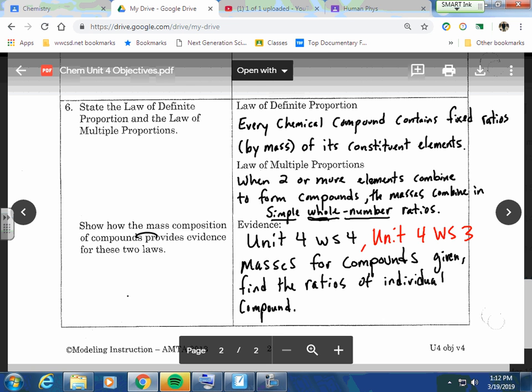Okay. Law of multiple proportions: when two or more elements combine to form compounds, the masses combine in simple whole number ratios that we can figure out. So from this, we're going to be able to try and deduce formulas. That's been the point of worksheets 3 and 4 that we've been working on.